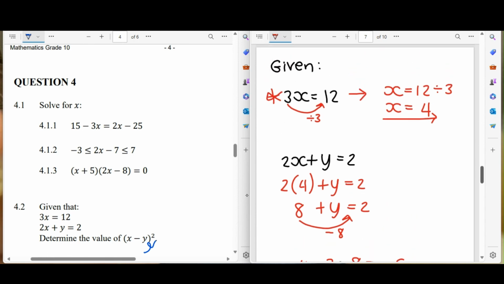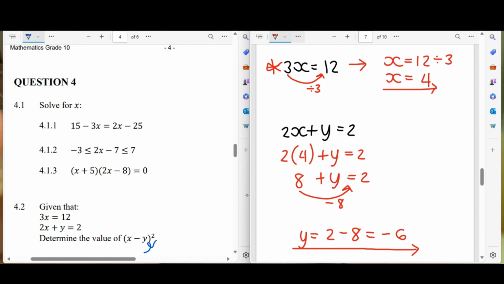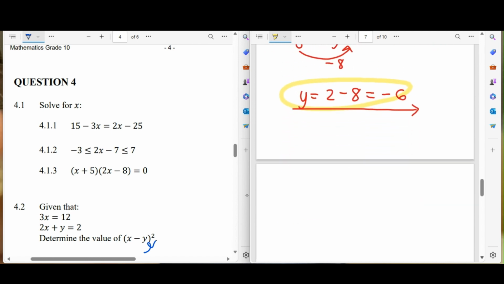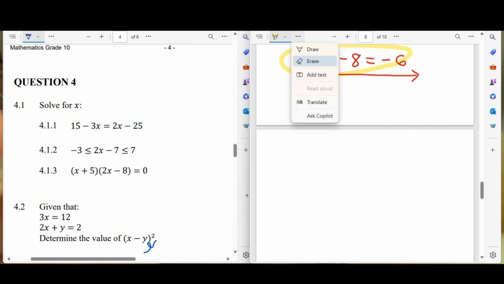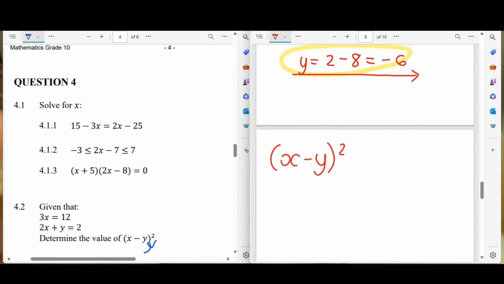Okay, this is the big thing with simultaneous equations: you want to reach this point where you've solved for x. So we know x is 4, and we've solved for y. So y is minus 6. We can then work out what they want. So they say, what is the value of (x minus y) squared? All we're going to do is plug in the values of x and y.